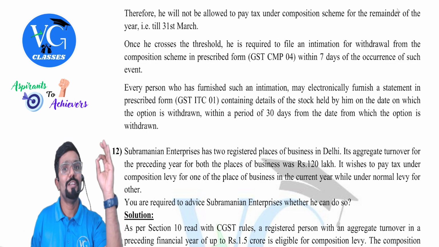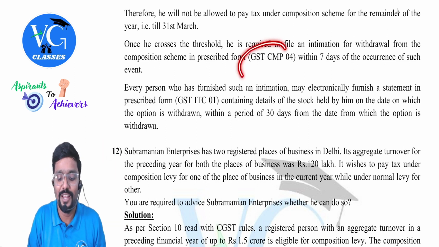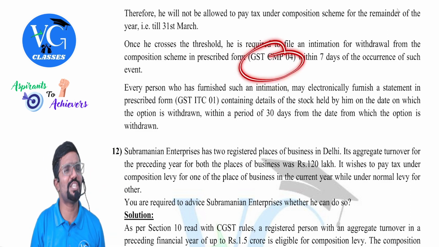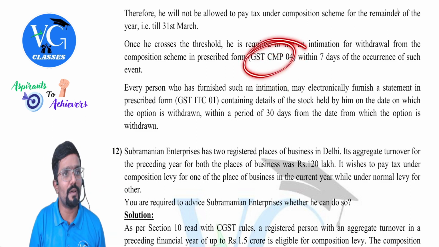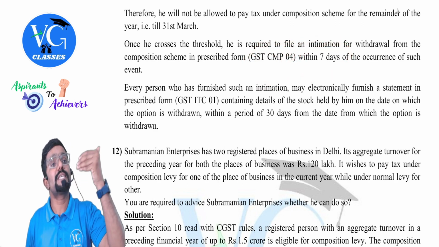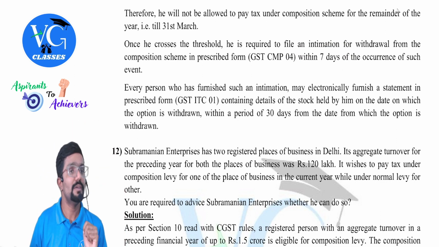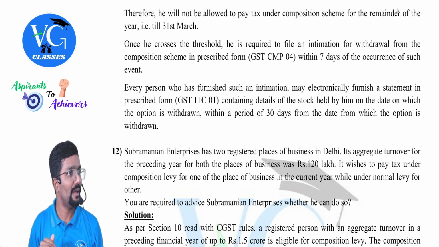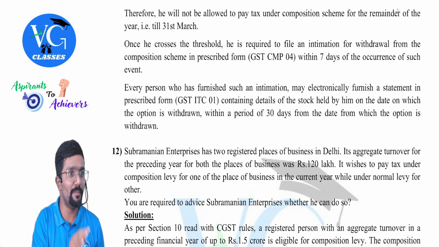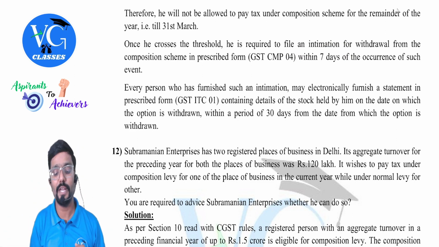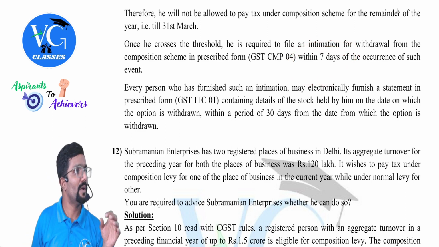Now, if by chance, sir, I don't remember the form number, or if I don't remember the days, then what will I write? In the prescribed form, within the prescribed time. Is this better? No. The first choice is always to remember and write it. If by chance you don't recollect it in the exam, then instead of writing a wrong form number, write in the prescribed form within the prescribed time. Okay?